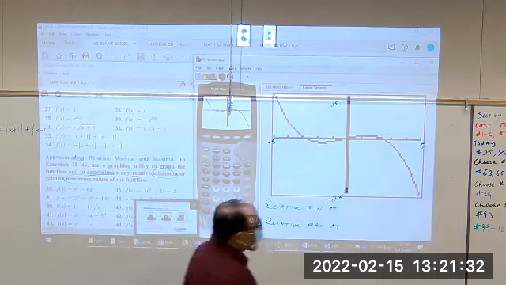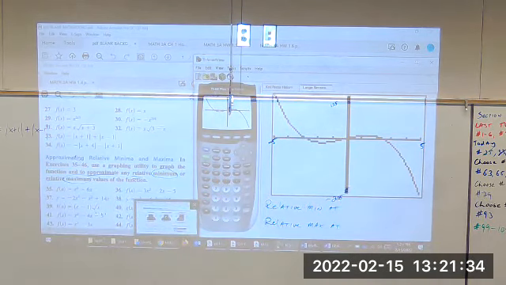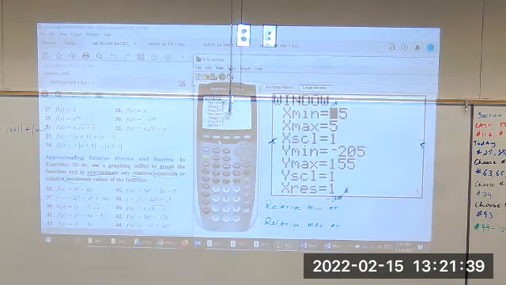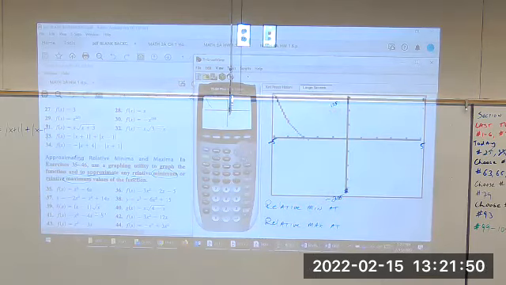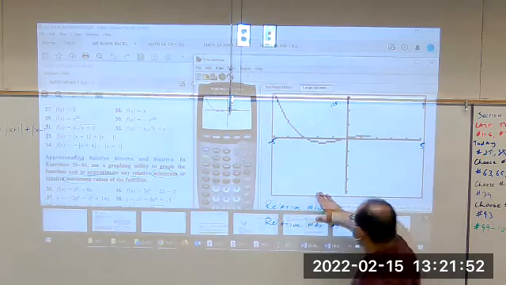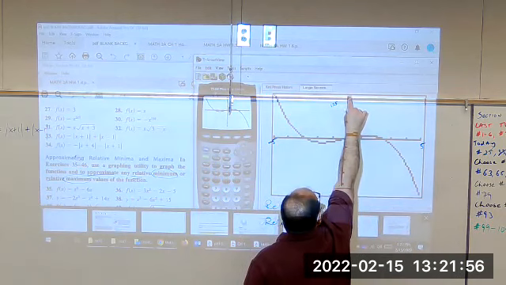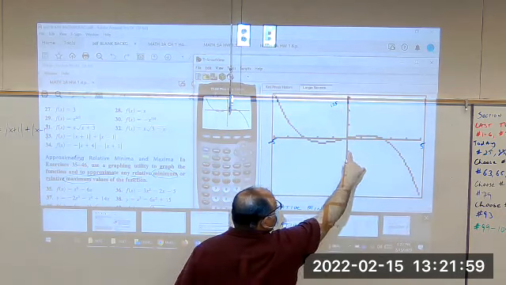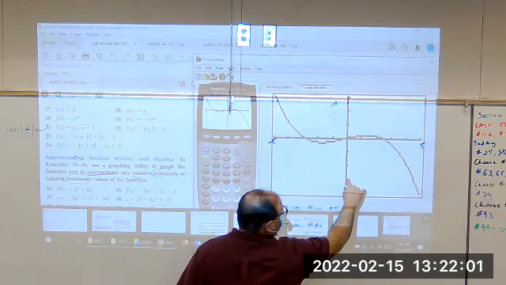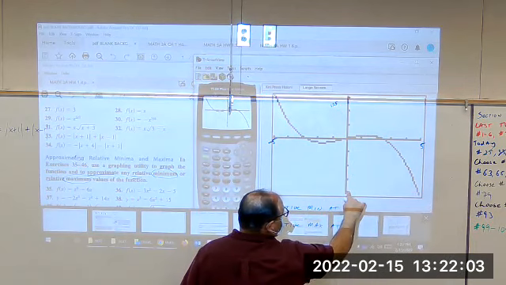If I change the y scale, let's just put a little notch for every 50th number. Hit enter, and I hit my graph. And you can see now it's just putting a little notch at every value of 50. 50, 100, 150, negative 50, negative 100, negative 150, negative 200.